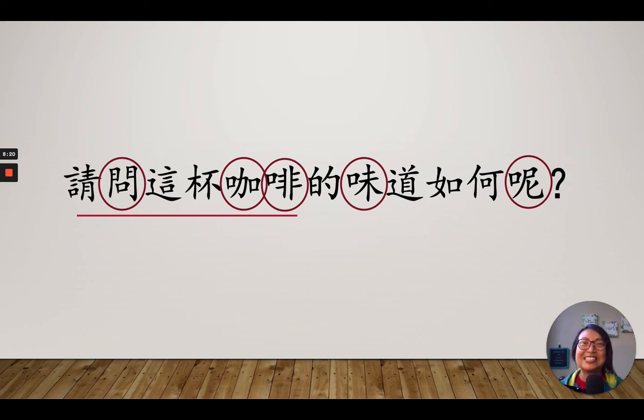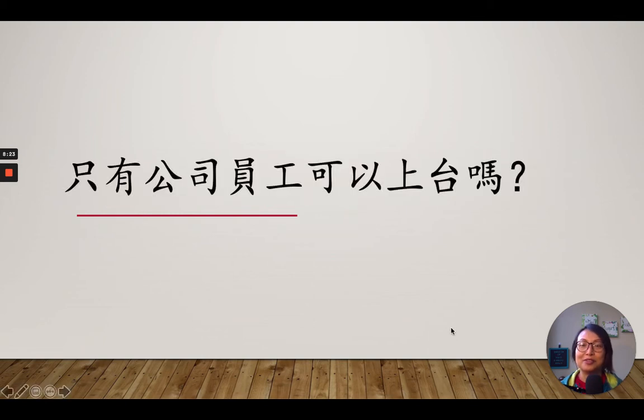Alright, let's take a look at the next sentence. Oh, here is another one. 只有公司員工可以上台嗎？ So how many of them has the 好 radical? 有幾多個中文字有口字嘅部首呢？ Let's count together. We have the word 只 with the 好 at the top.